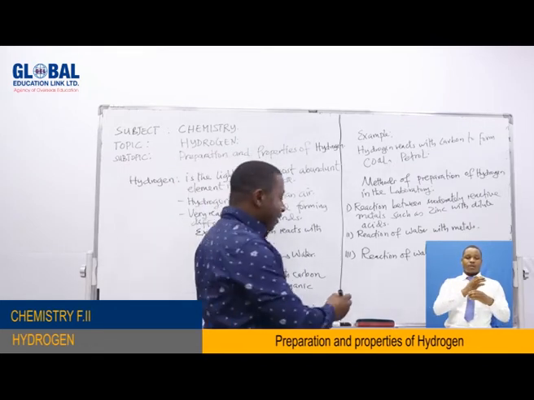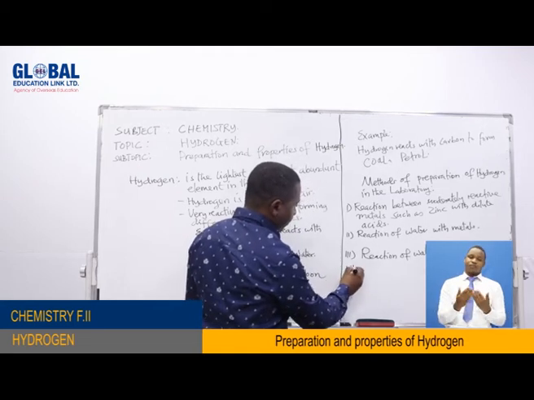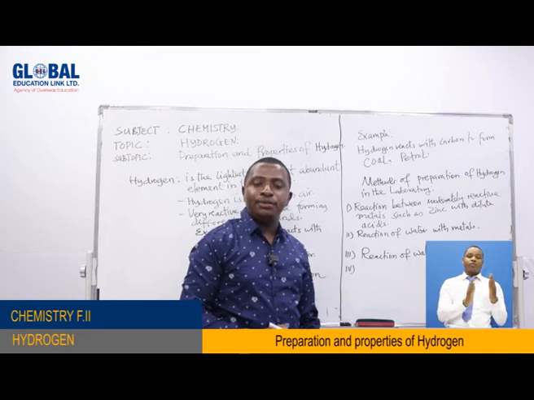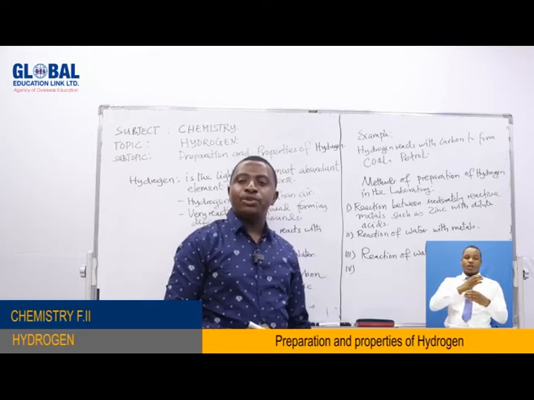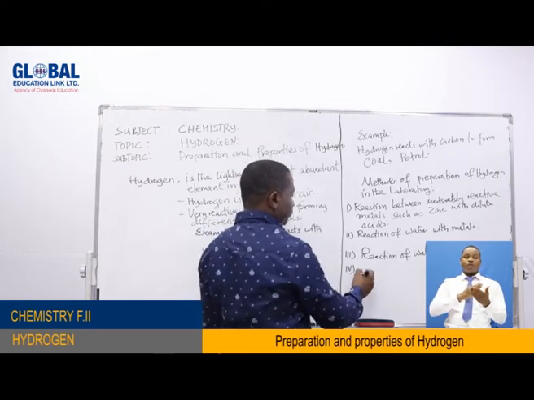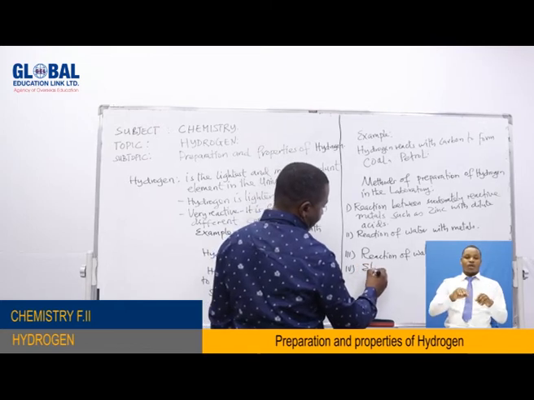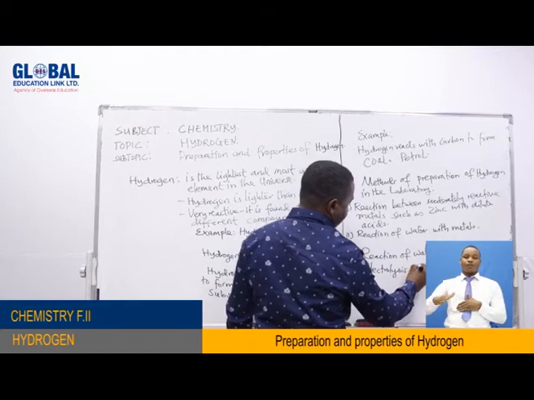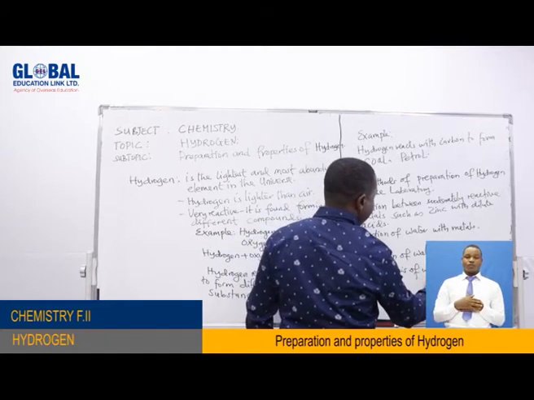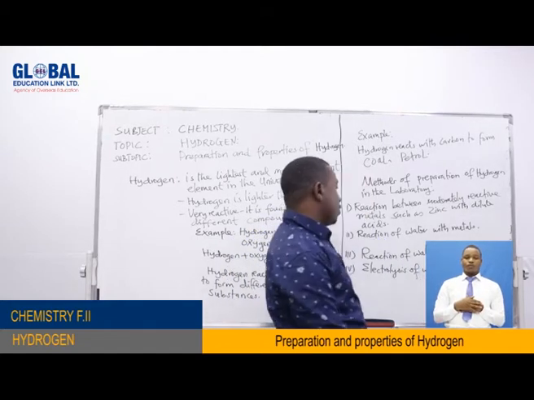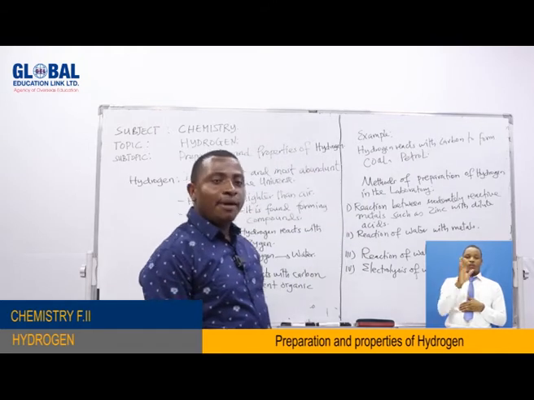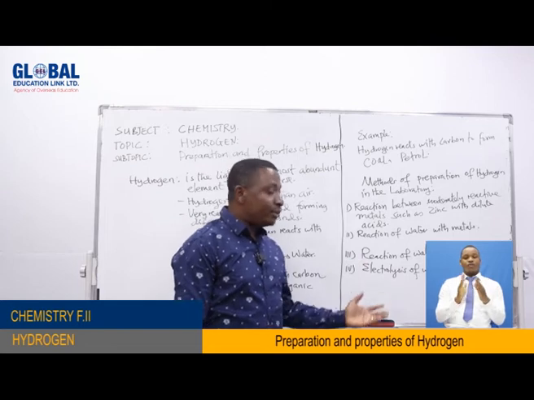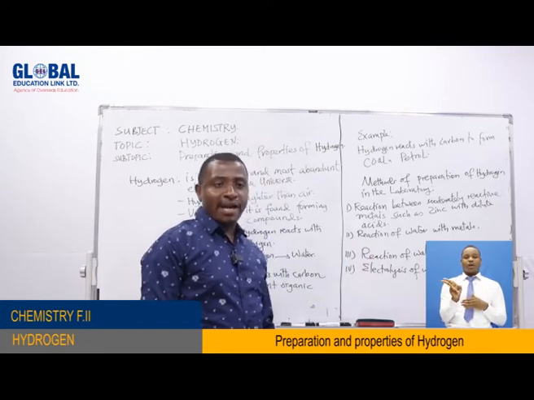We also have the other one, that we can also prepare hydrogen in the laboratory by electrolysis of water. So those are some of the 4 methods that can be used to prepare hydrogen within the laboratory.